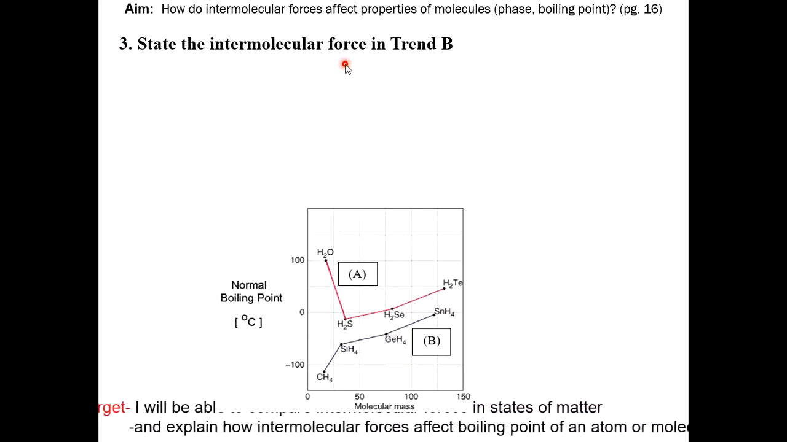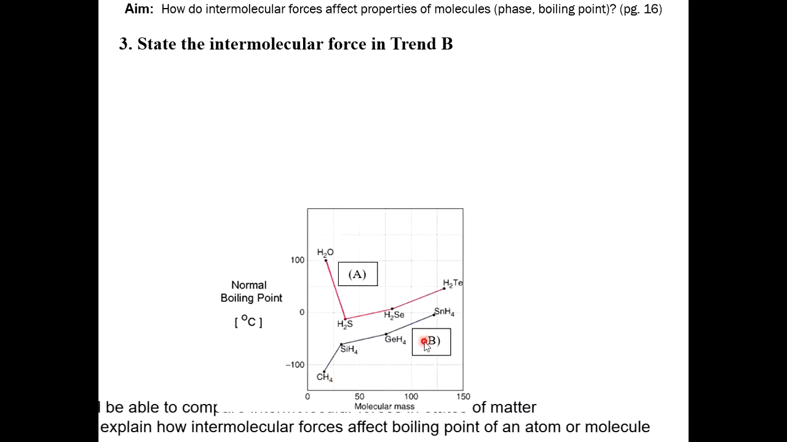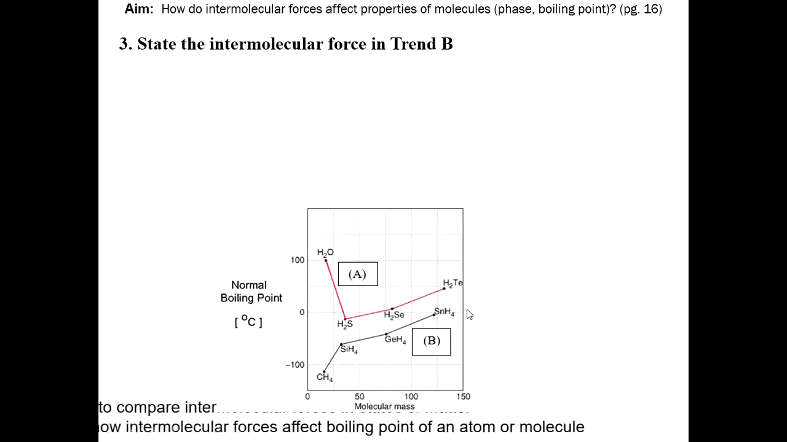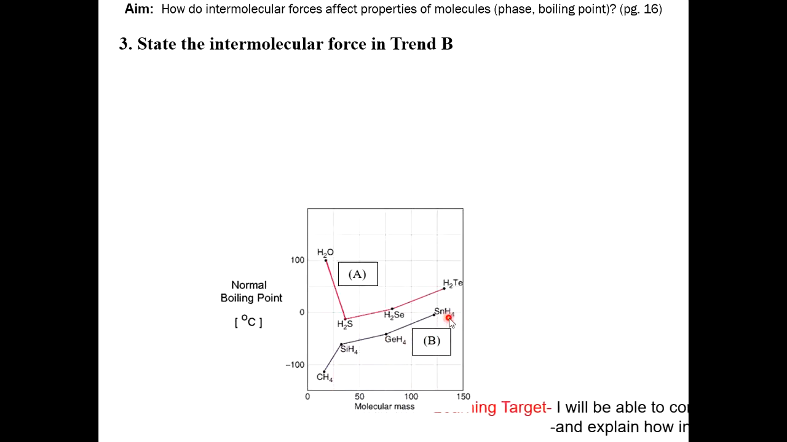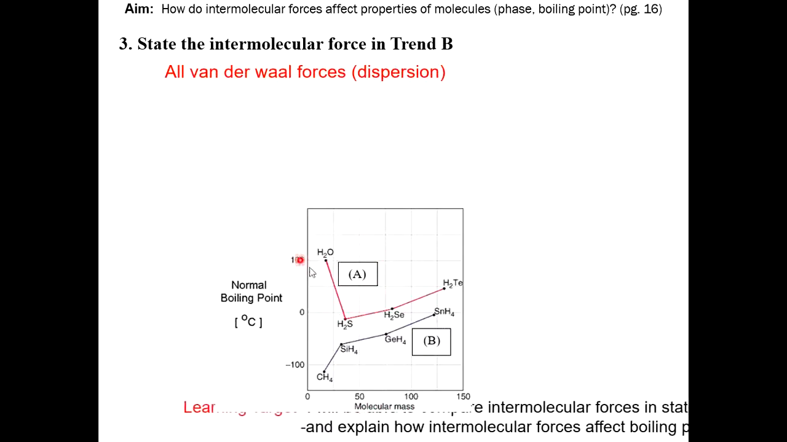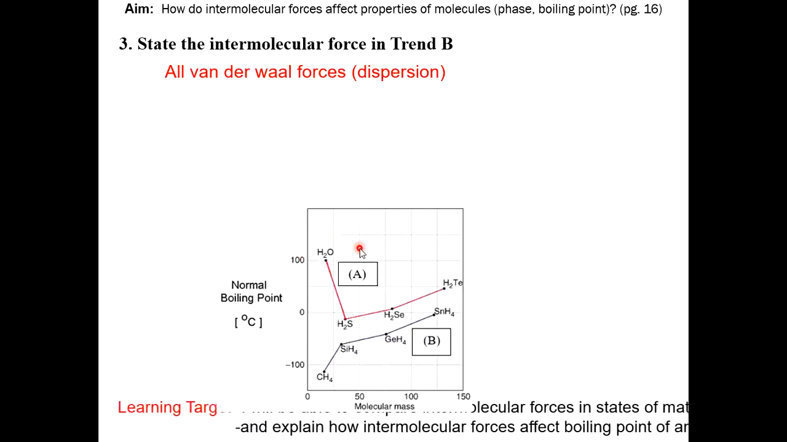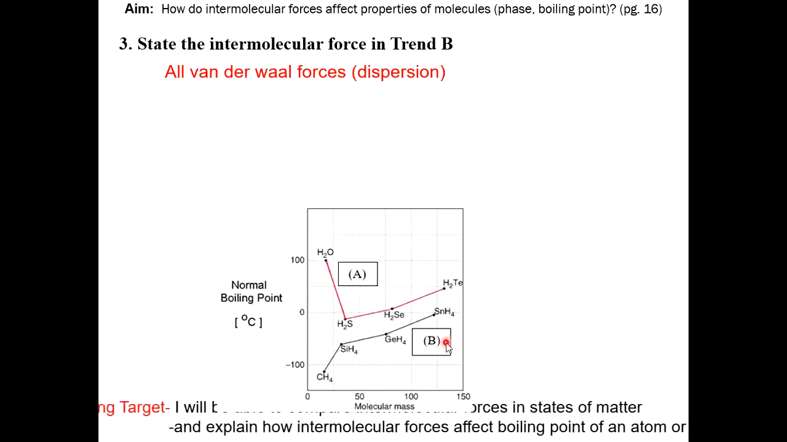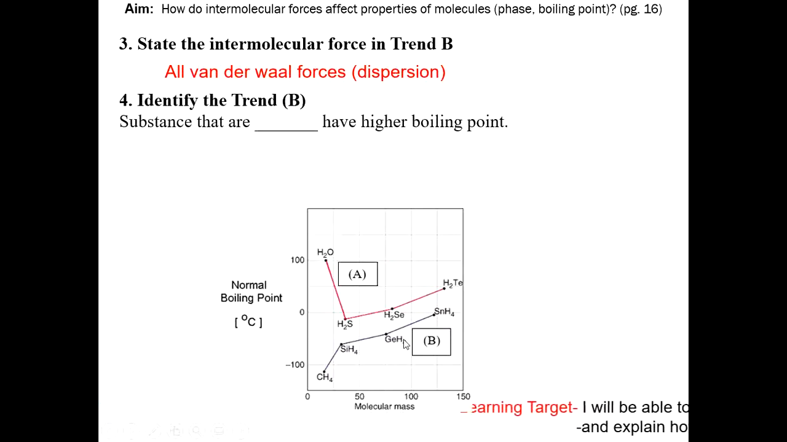Question 3. State the intermolecular force in trend B. If you look at trend B, you have atoms from group 14 bonding with hydrogen. So they will have the same shape. So what's the intermolecular force present in those substances in trend B? They all have van der Waals dispersion forces. Unlike trend A, in which one substance had a stronger intermolecular force, in trend B they all have the same. So the type of intermolecular force is a constant variable here.